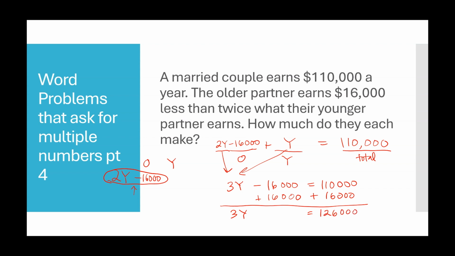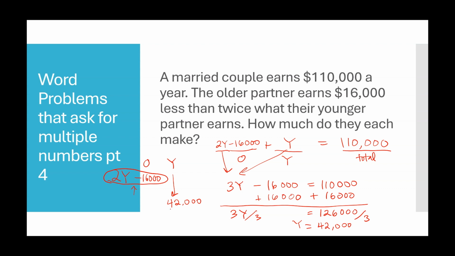And so I'm going to go ahead and divide that all by 3. And I'm going to find that the younger partner makes 42,000. Now, careful, I'm not done. So we decided that the younger partner makes 42,000. I need to now figure out how much the older partner makes. And there's 2 ways to do it.